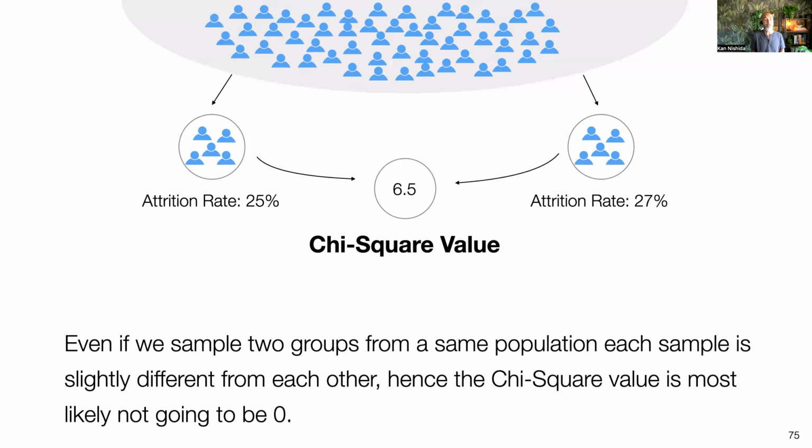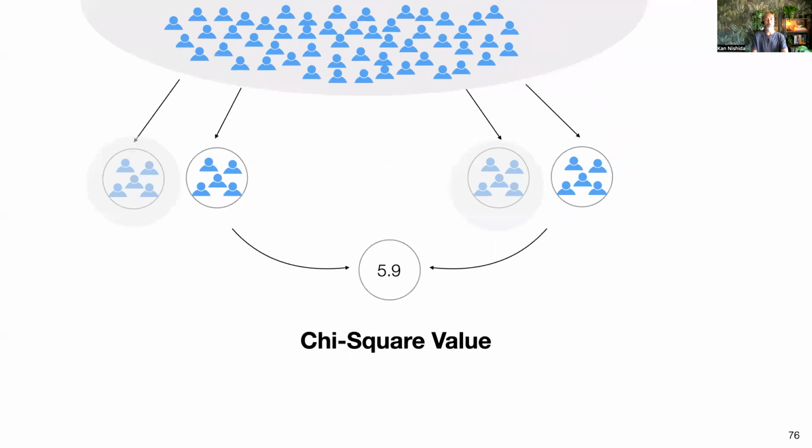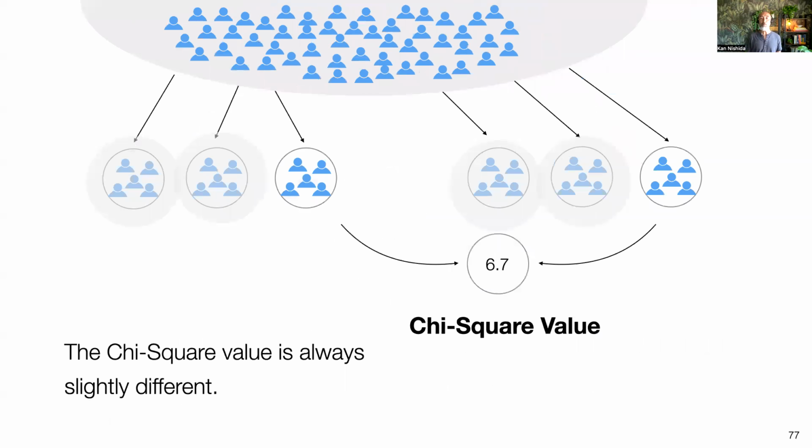It could be, who knows, 6.5, or I'm sure it's going to be much smaller numbers. But for the sake of simplicity, it could be 6.5, or it could be 5.9. And if we take another sample, let's say the population is the group in total is like 2,000, 20,000, whatever, and then we take 100 each, and then calculate the chi-square value, and it could be 5.9. The more we do, the data varies, right? So it's always slightly different.